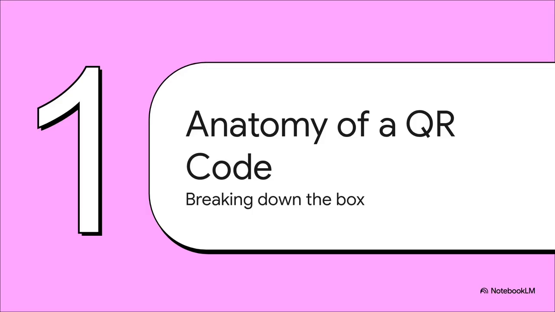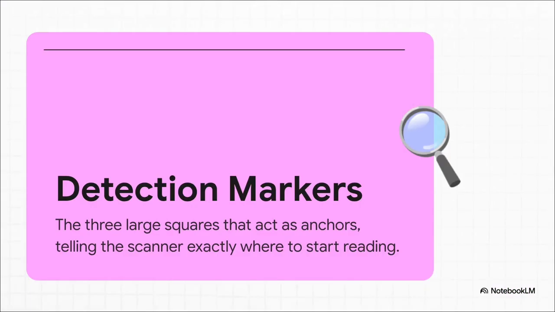To really get how this magic trick works, we first need to look at its anatomy. Believe me, this is not just some random pattern. Every single part has a very specific job to do. Okay, first up, look at those three big squares in the corners. See them? Those are the detection markers. Think of them like anchors. They're the very first thing your phone's camera looks for to figure out, aha, I'm looking at a QR code.